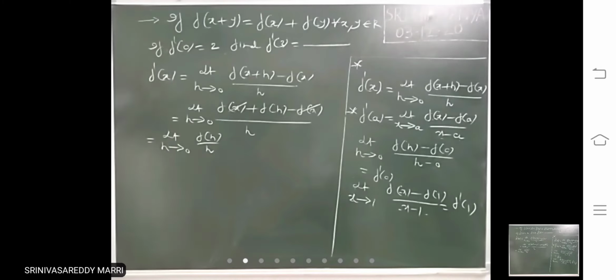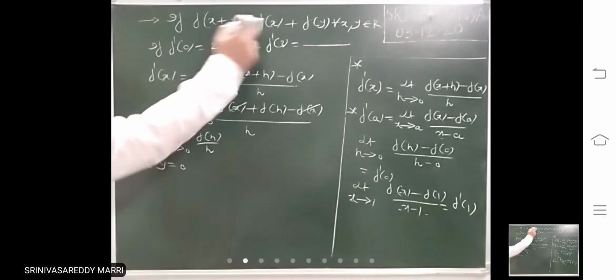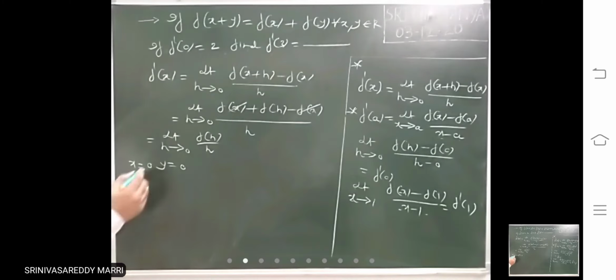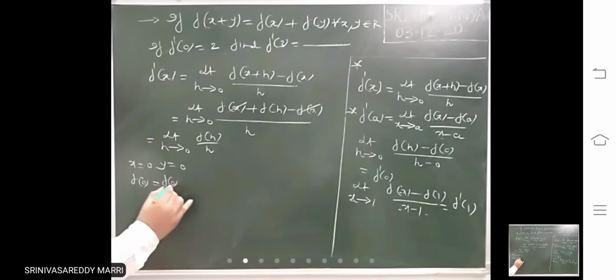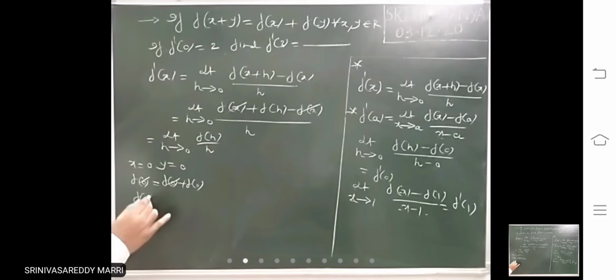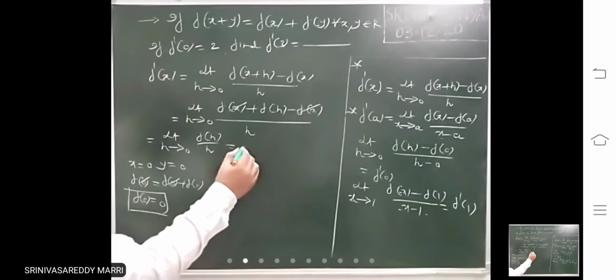Look at this limit. In the given equation, I am substituting x equal to 0, y equal to 0 on both sides. Then what will I get? F of 0 equals f of 0 plus f of 0. That means f of 0 equals 0. Now look at this limit I am writing.